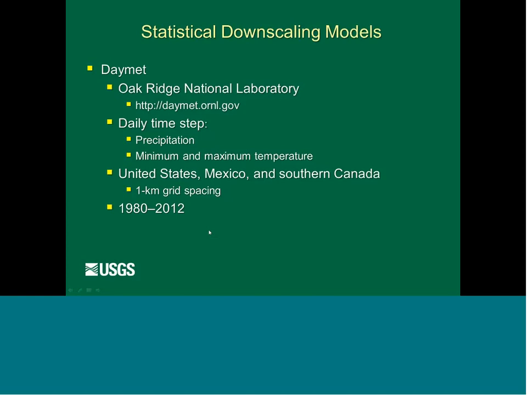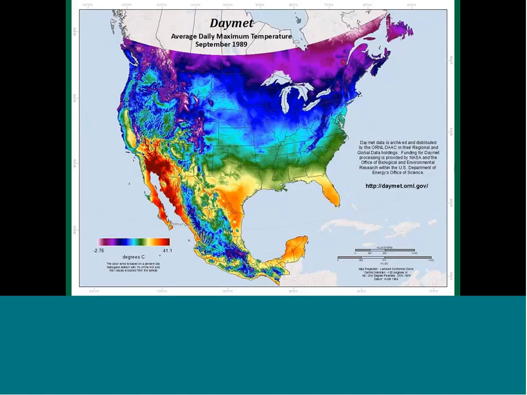Parker's also been working with a statistical downscale model called DAYMET, which comes out of Oak Ridge. It has a daily time step, provides precip and min and max temperature, and some other variables as well. One of the nice things about this is that in addition to being for the United States, it extends into Mexico and southern Canada. It's got a 1 kilometer grid spacing. It only goes back to 1980 though. And so he'll discuss that a little bit later on. This is just a map to show you the extent.